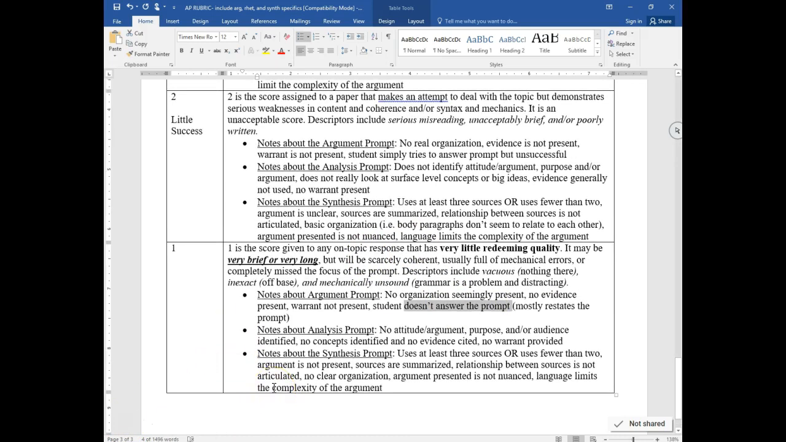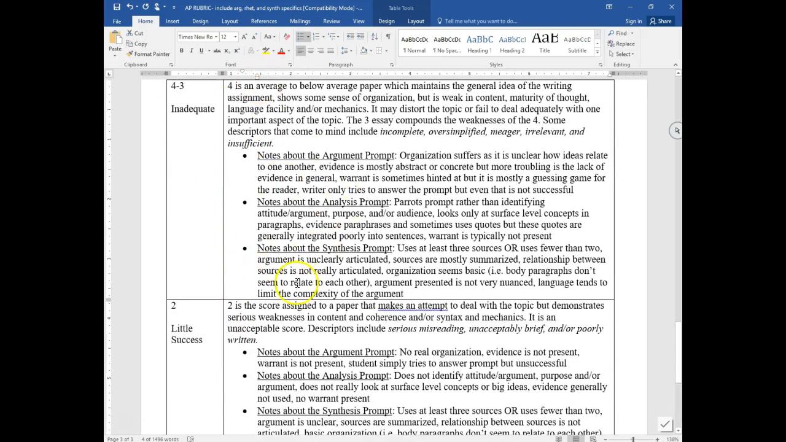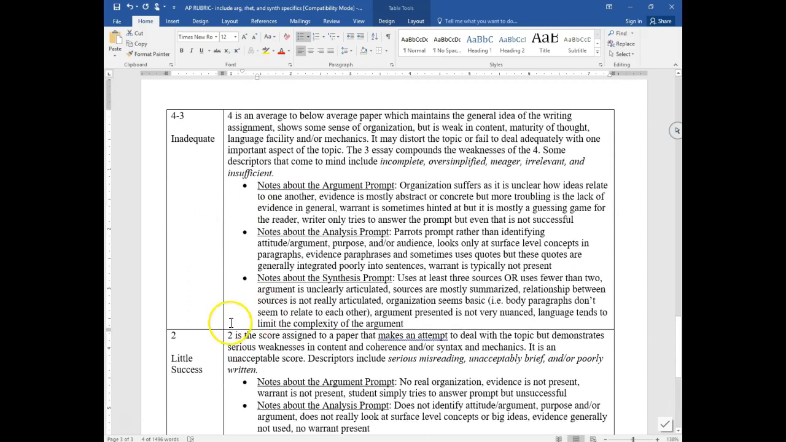So in the next video, I'm going to skip number 2 and I'm going to jump to number 3. Okay, so in the next video, you'll see what level 3 looks like. I'll talk to you about the rubric and what level 3 looks like.